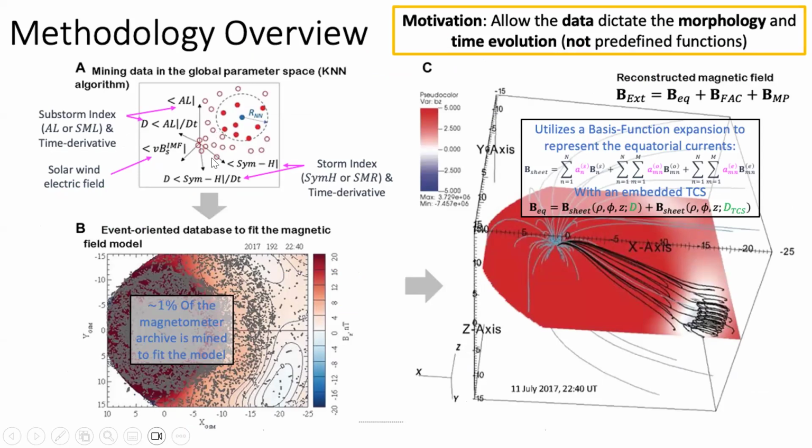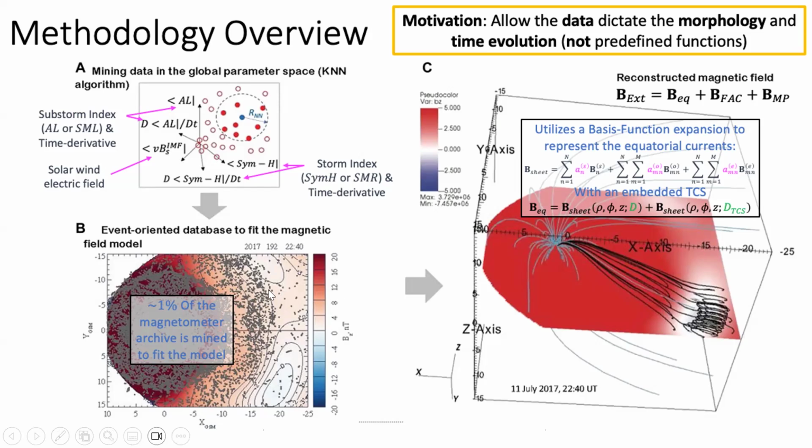They have a database of about 10 million magnetometer measurements that they characterize in this 5-dimensional state space. You basically have your substorm index and time derivative that gives you the phase of your substorm. Similarly, for your storm, it gives you the phase of the storm, and you also have this solar wind driving electric field. When they do this, they can take, say, the 30,000 closest magnetometer measurements to a particular point in time, and they can fit a magnetic field model to those points.